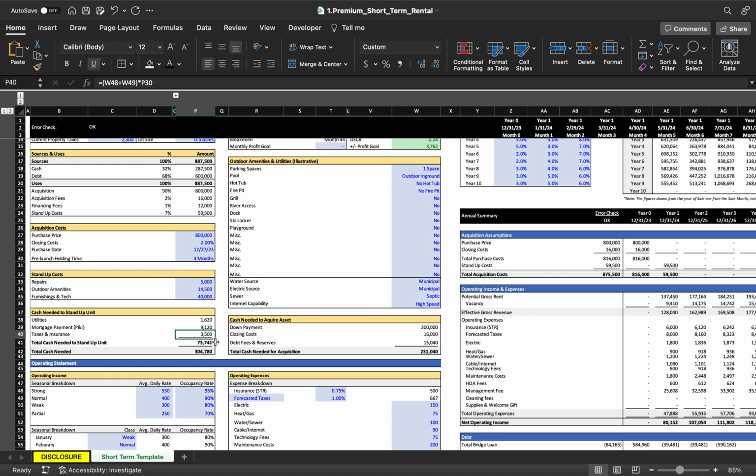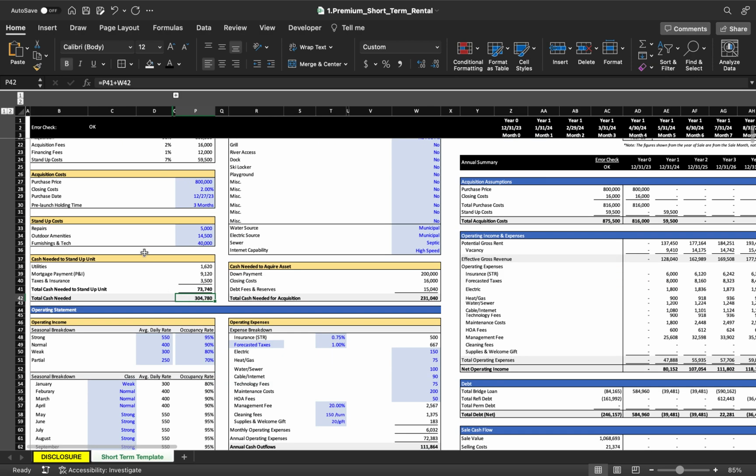And then in addition, it shows what the total cash needed is. So this total cash needed to stand up the unit is the sum of the stand-up costs plus the cash needed to stand up for the utilities, mortgage payment, and taxes and insurance, which gives that total cash needed to stand up the unit, plus this total cash needed for acquisition, which is the down payment, closing costs, debt fees, and reserves. So when you combine that 73,000 and that 231,000, you get that 304,000. Now, obviously, this will be unique for your given scenario, but that's how it's calculated.